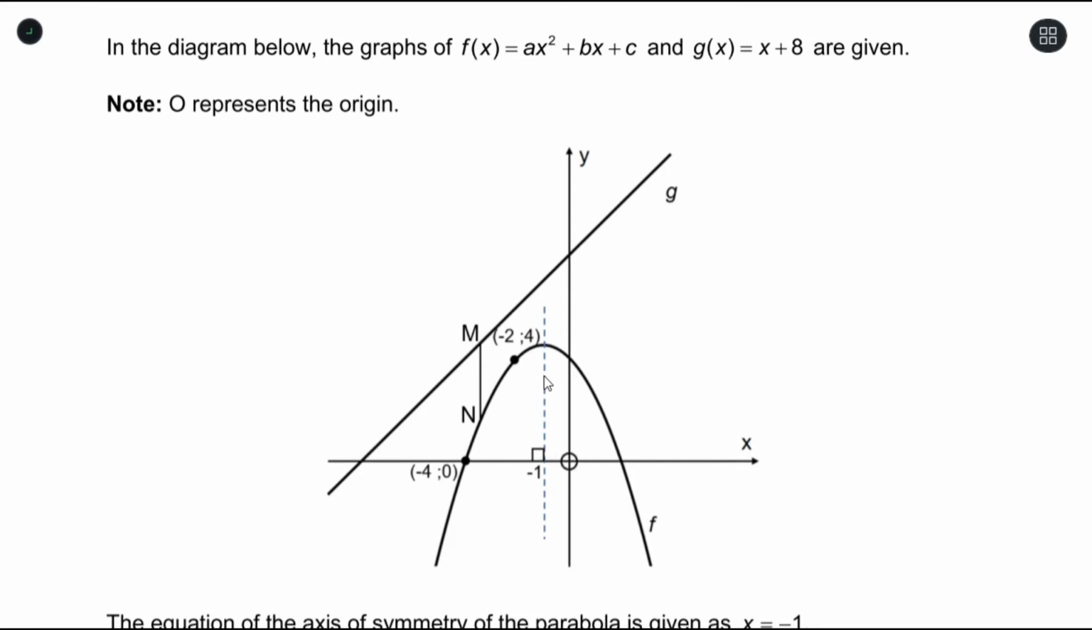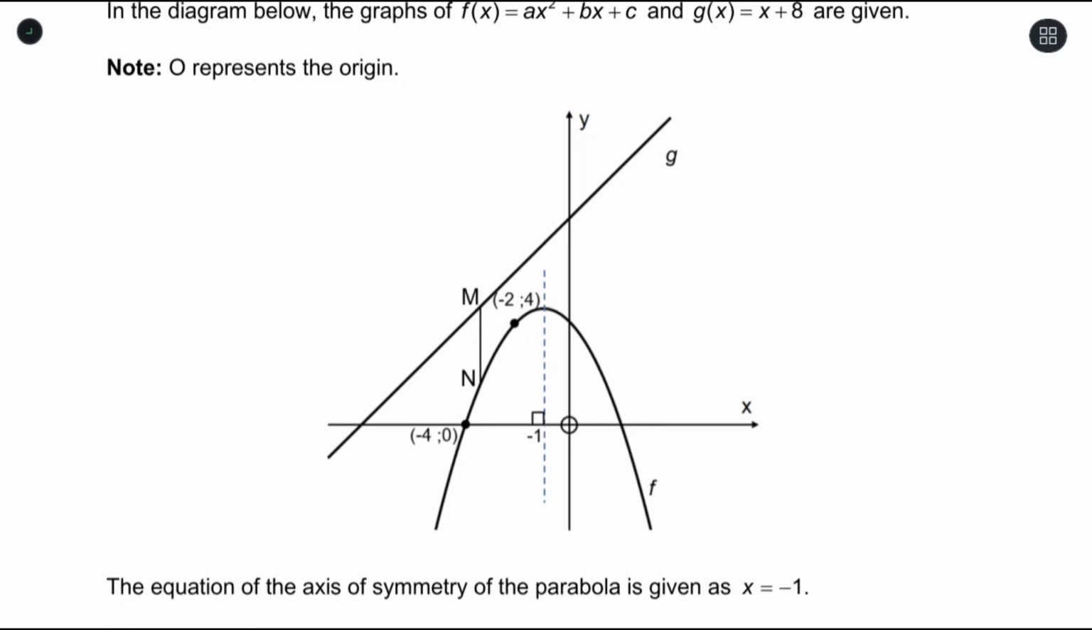We were given the parabola. So f(x) is the parabola here. And the straight line, we're given the equation of the straight line, which is x plus 8. I think there's a coordinate here as negative 2 and 4. We have an axis of symmetry. The equation of axis of symmetry of our parabola is x is equals to negative 1, right? The line that divides the graph into two equal parts.